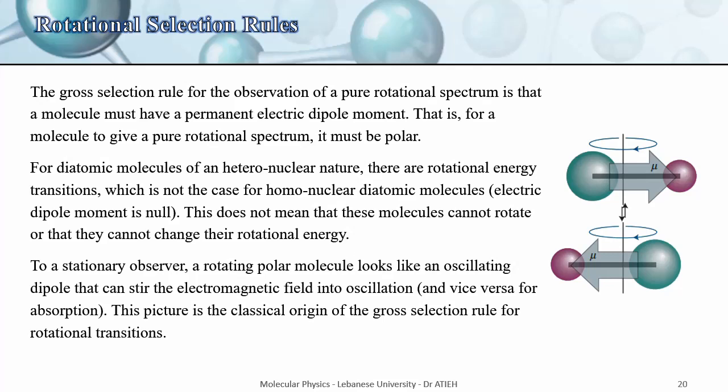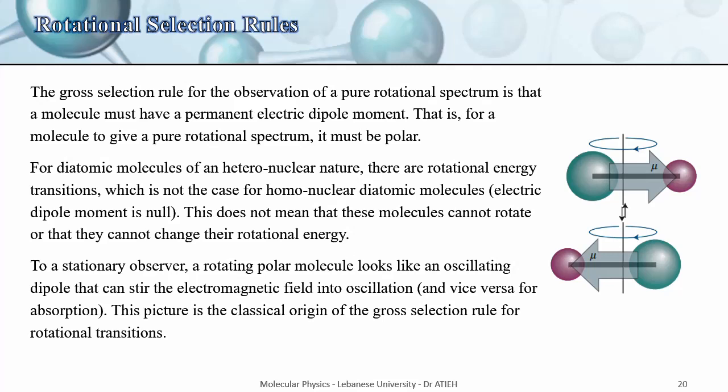So what do we deduce? We deduce that a heteronuclear diatomic molecule has a rotational energy spectrum, while a homonuclear diatomic molecule does not have a rotational energy spectrum. I'm talking about homonuclear diatomic molecules. It doesn't mean that these molecules cannot rotate. They can rotate, but we cannot see or distinguish the rotation in the form of a spectrum.